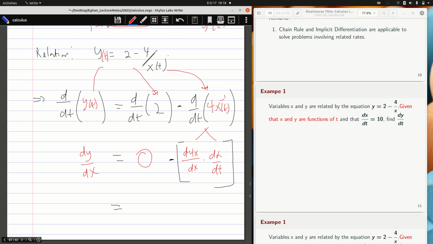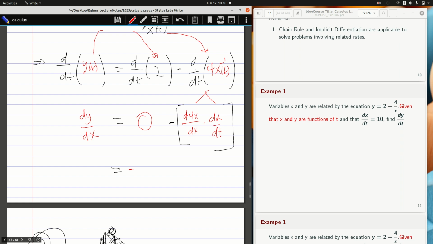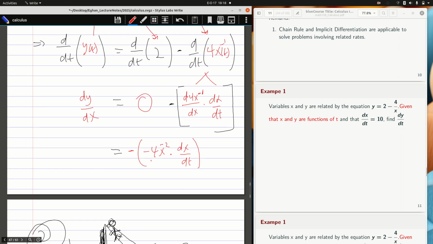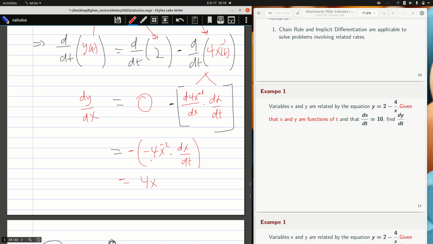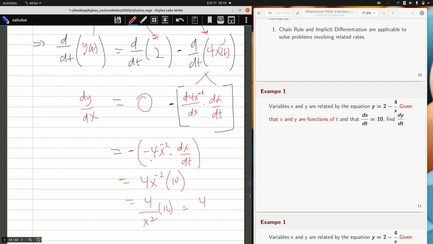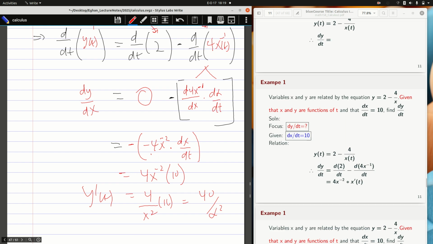And this is going to give me, there's negative 1 here, so negative into bracket negative 4x to the negative 2 times dx/dt. The dx/dt is given in the question, and I'm going to get 4x to the negative 2 times 10. This is the same as having 4 over x squared times 10, which is equal to 40 over x squared. And so that is the rate of change of y with respect to t. Let me check the answer. Yes, that is our right answer.